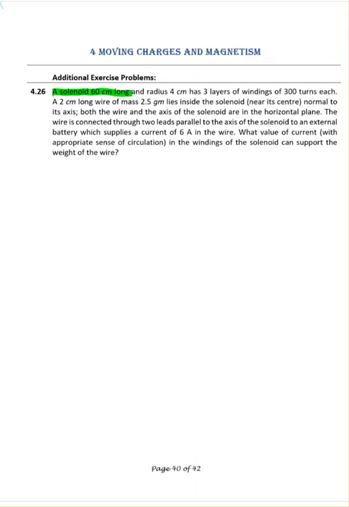Hello students, in additional exercise problem 4.26 of chapter 4, we have a solenoid 60 centimeter long and radius 4 centimeter has 3 layers of windings of 300 turns each. A 2 centimeter long wire of mass 2.5 gram lies inside the solenoid near its center, normal to its axis. Both the wire and the axis of solenoid are in horizontal plane. The wire is connected through two leads parallel to the axis of the solenoid to an external battery which supplies current of 6 ampere in the wire.